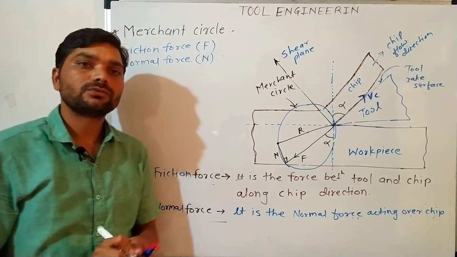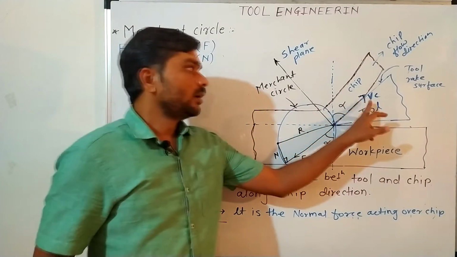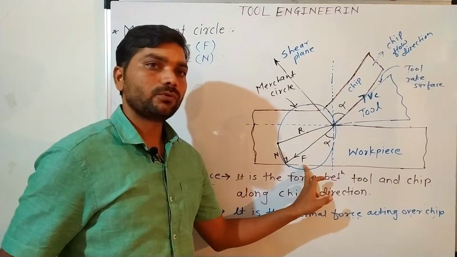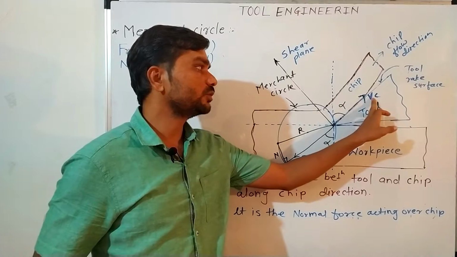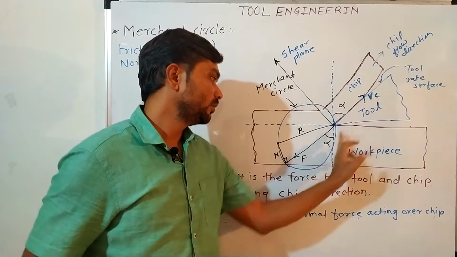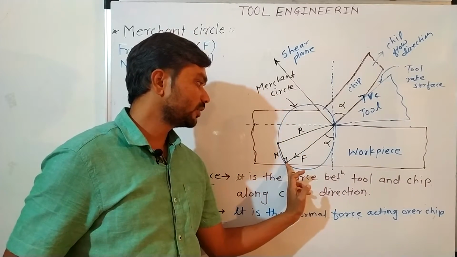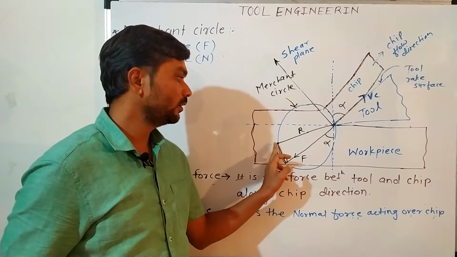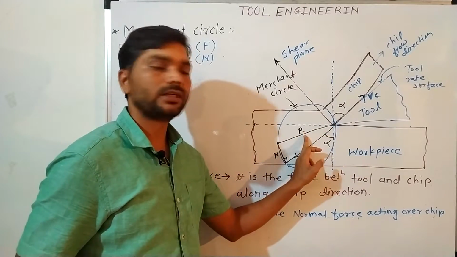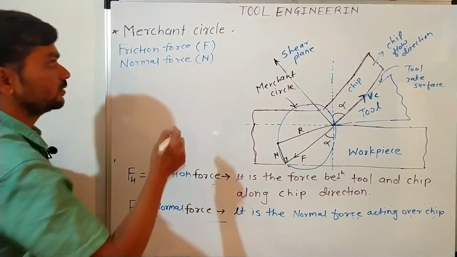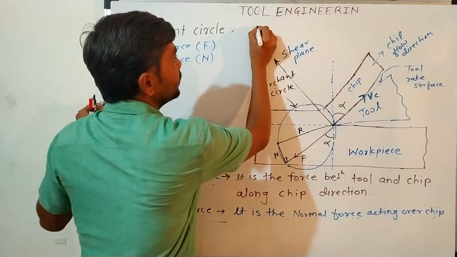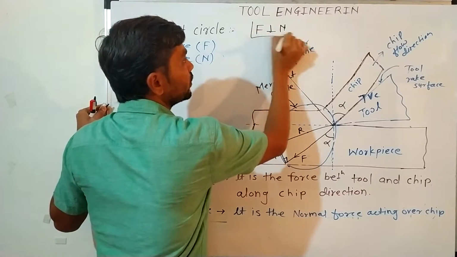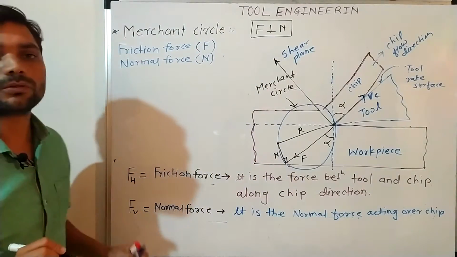So in simple language, we can say that exactly opposite to this cutting velocity, we get the friction force. Then exactly perpendicular to this friction force, we have normal force, and by joining these two points, we get the resultant. So in simple language, the friction force is perpendicular to the normal force.